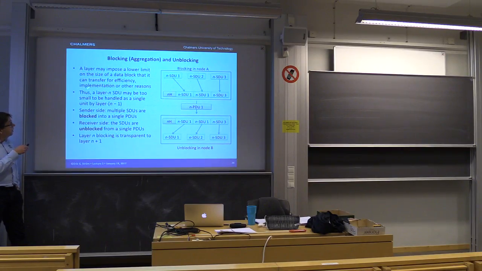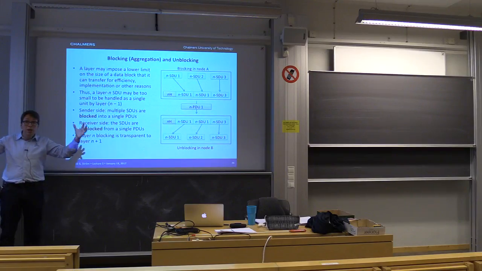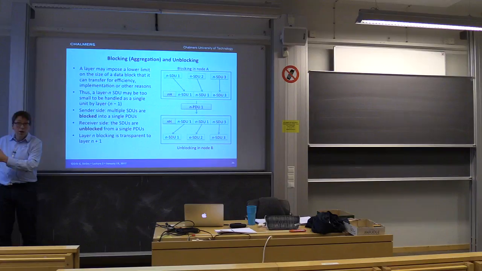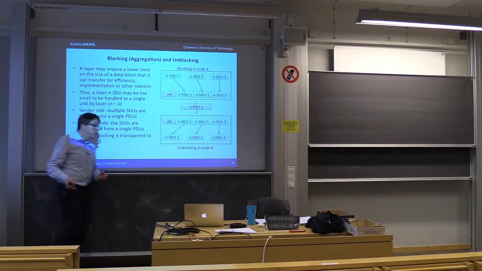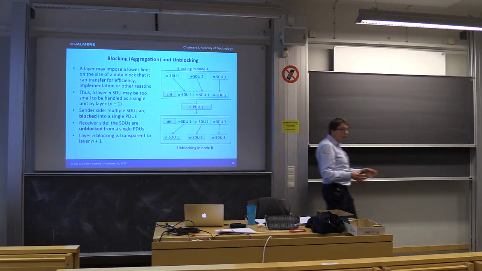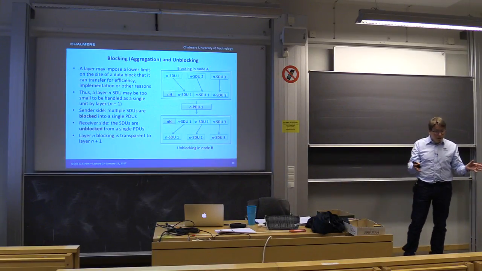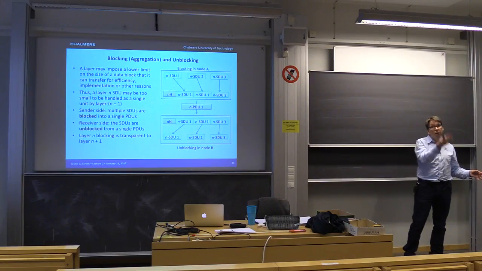A layer n SDU might be too small to be handled efficiently by the lower layer. So what we do is take multiple SDUs, put them together in one protocol data unit, and transmit that over the channel. At the receiving end, I unpack this packet and see there are multiple SDUs here, and I send them up individually to the layer above it.